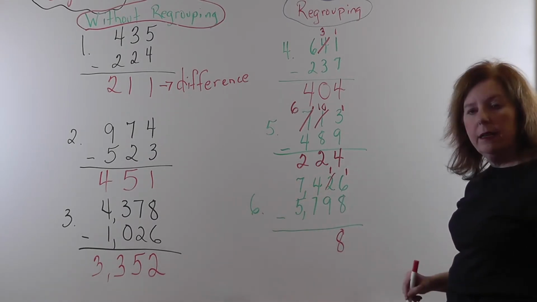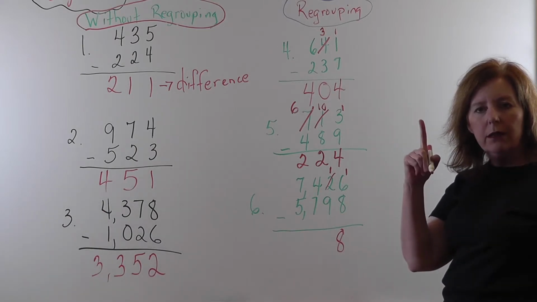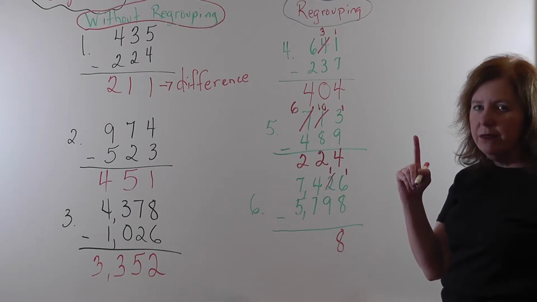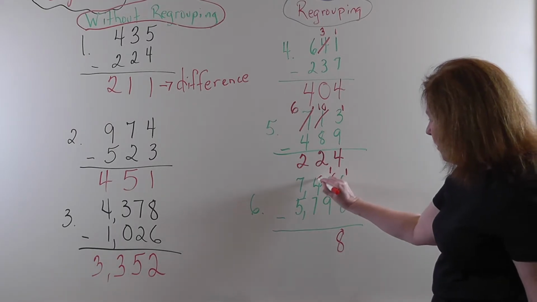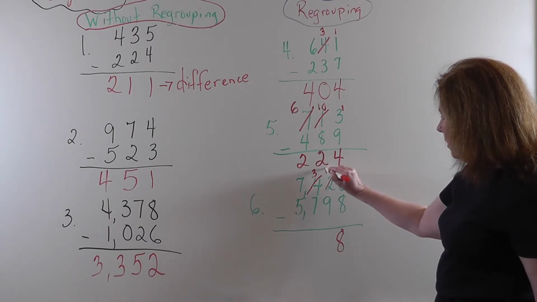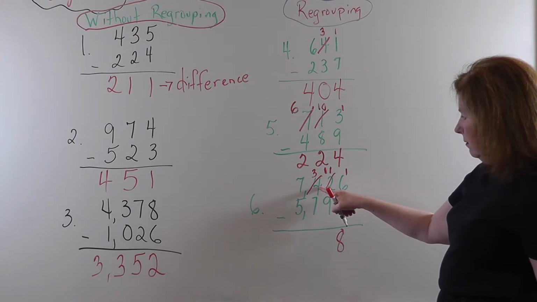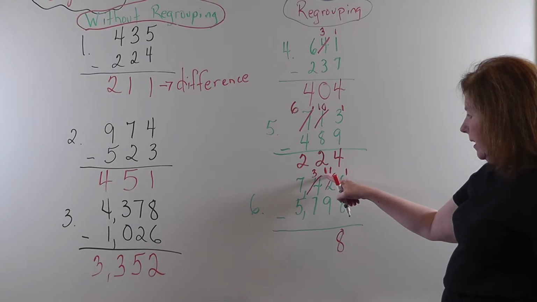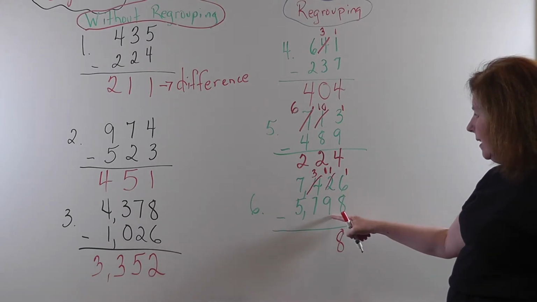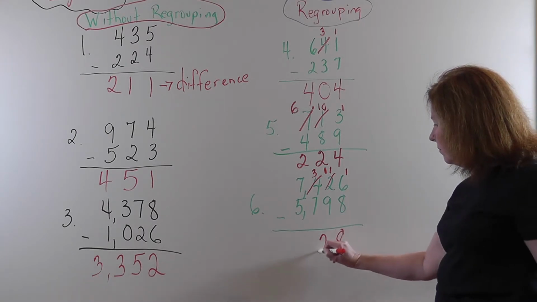1 minus 9. I got 1. Can I take 9 away? No. So what do I have to do? Go next door. Bust down that door. The 4 becomes a 3. I bring over 100, which is 10 tens. Now I have 11 tens. 11 minus 9 is 2.